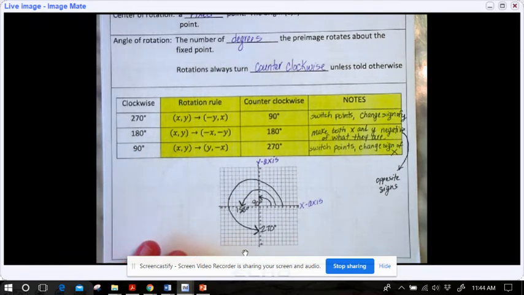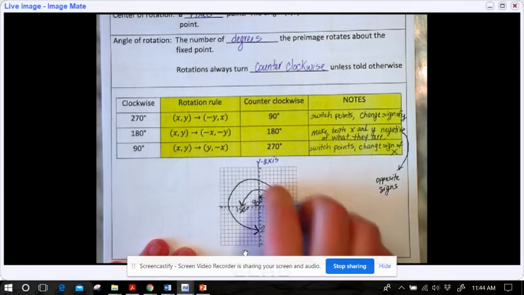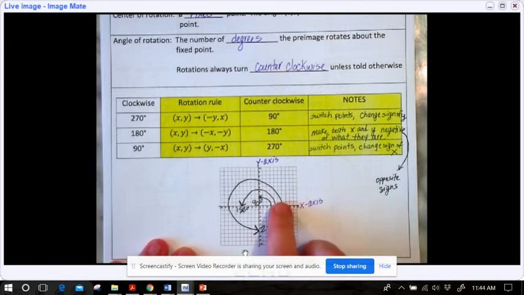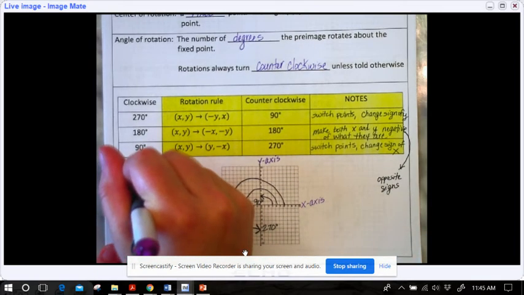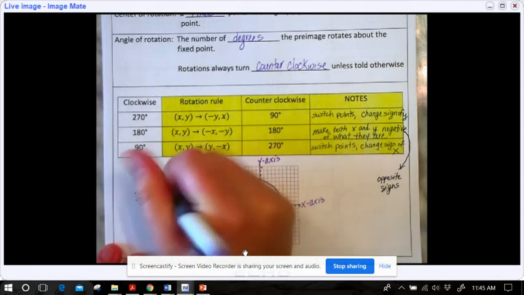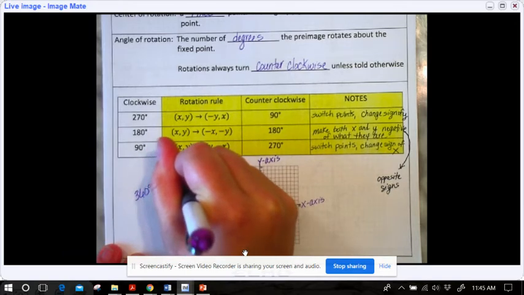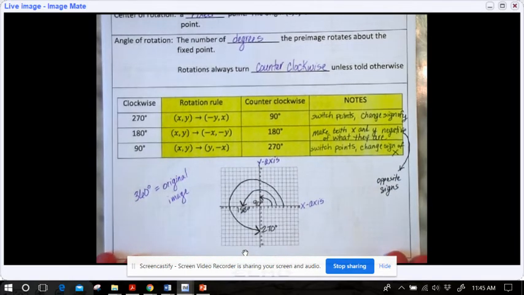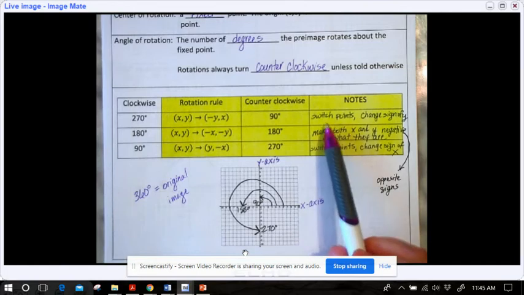So to go counterclockwise would mean that we're going to start at the x-axis and go to the left 90 degrees, or go 180, or go all the way around 270. Now, if you go 360, you're right back where you started, which would be your original image. Just a side note.